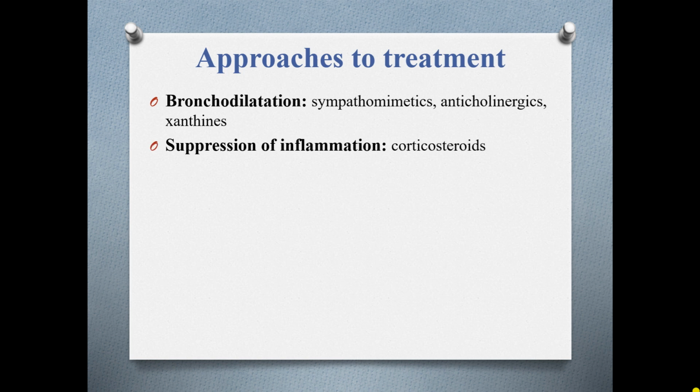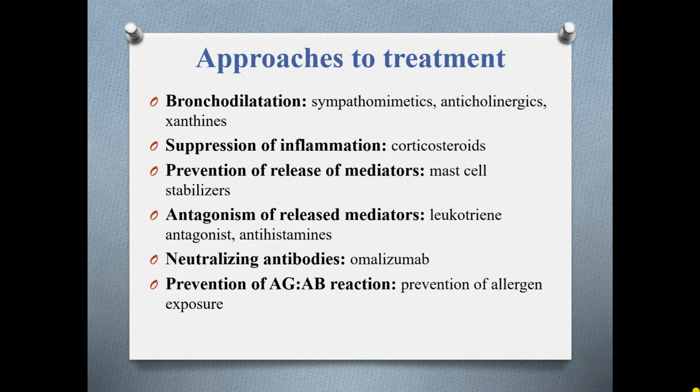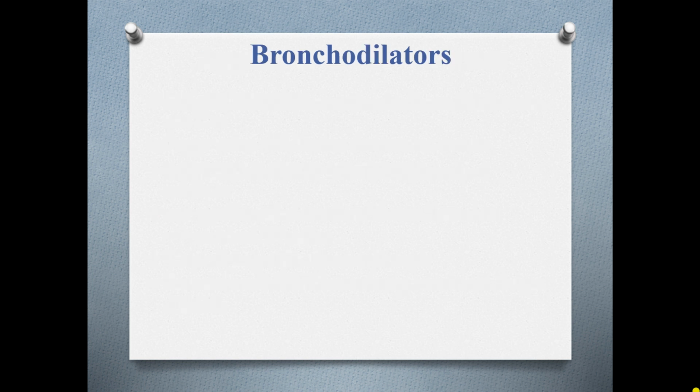Suppression of inflammation is required, where you can use corticosteroids. Prevention of the release of mediators is achieved by mast cell stabilizers. Antagonism of released mediators, like you can use leukotriene antagonists, histamine antagonists, etc. Neutralizing antibodies like omalizumab, and prevention of the antigen-antibody reaction, that is, prevention of allergen exposure. We first start with the bronchodilators.